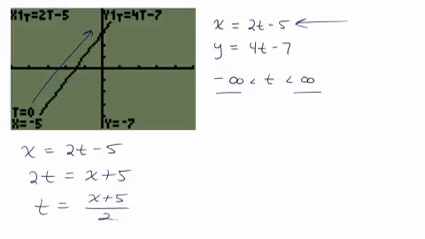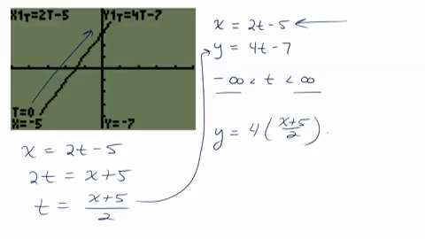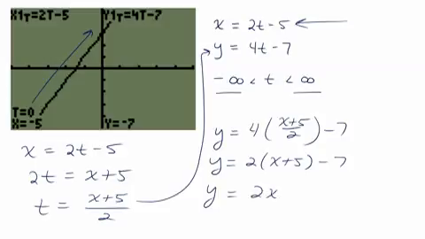We will now substitute our t in for t in the y equation. So that gives us y is equal to 4 times t. t is equal to x plus 5 over 2, minus 7. That gives us y equals 2 times the quantity x plus 5, minus 7. y equals 2x plus 10 minus 7, which is 2x plus 3. So the parametrized curve traces all of the line defined by y equals 2x plus 3.